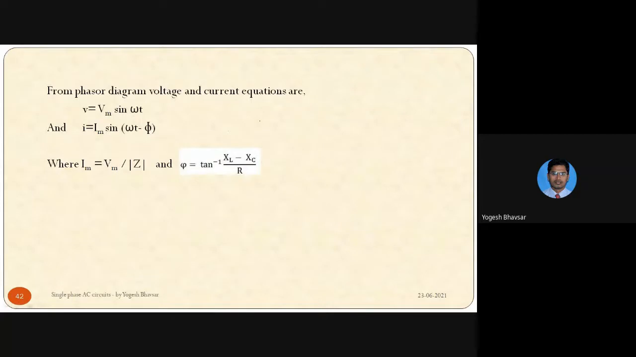So from the phasor diagram, we can have the equations for voltage and current that is same as we have seen for series RL circuit. V is equal to Vm sin omega t, I is equal to Im sin(omega t minus phi), where Im is equal to Vm by Z and phi is equal to tan inverse of (XL minus XC) by R. Look at this point. Here not only XL, it is XL minus XC. We can calculate this angle phi.